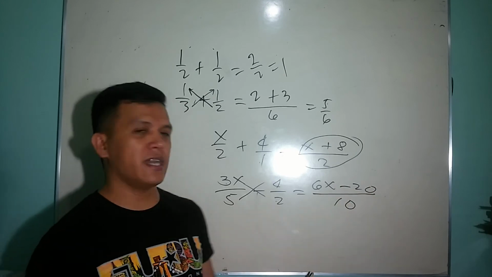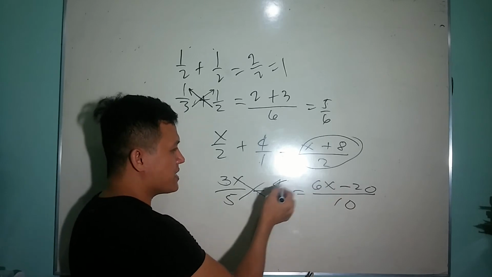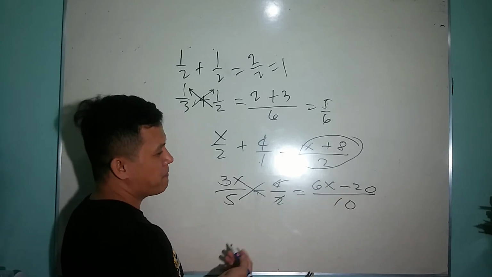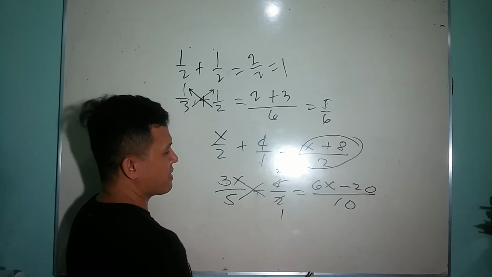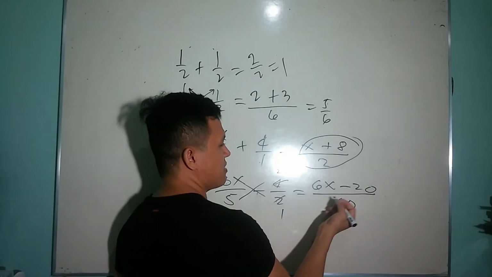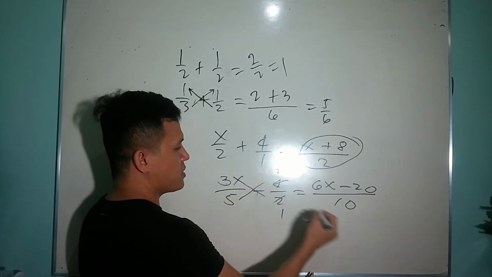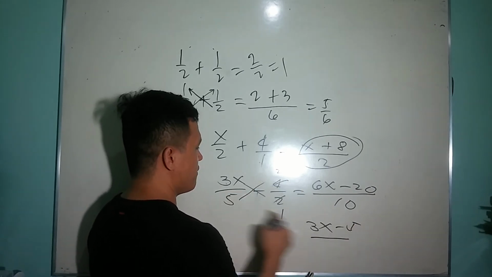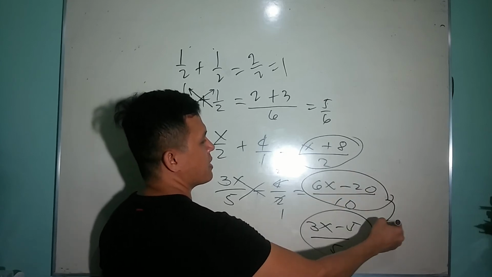Okay? Or you can also do it this way. This is divisible by 2, so we have 2 and 1 there. So you can also do that one. So we have 1 times 3, that is 3x, and then 5 times 2, that is minus 5, over 5 times 1, that is 5. You can also reduce this one actually.